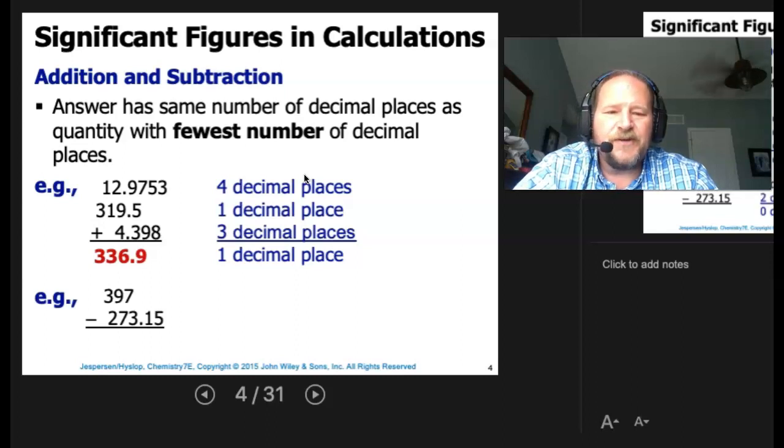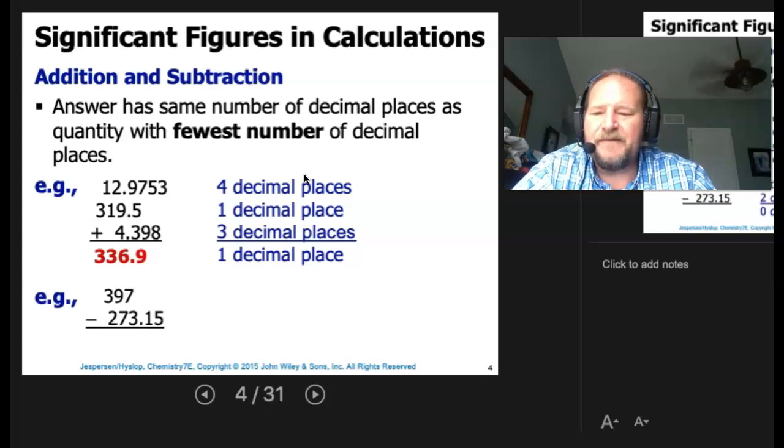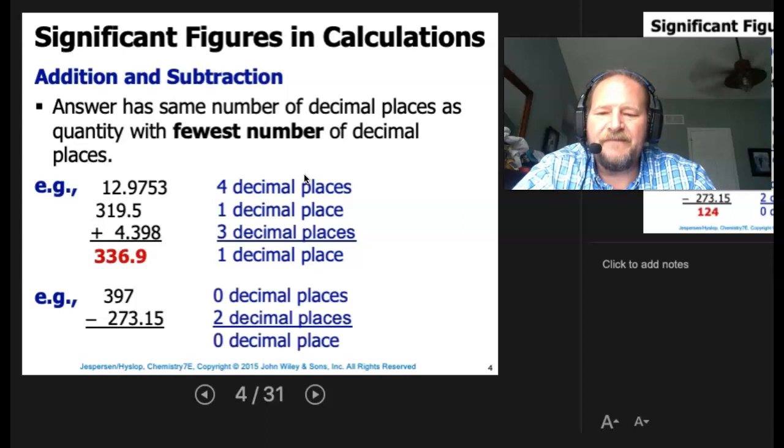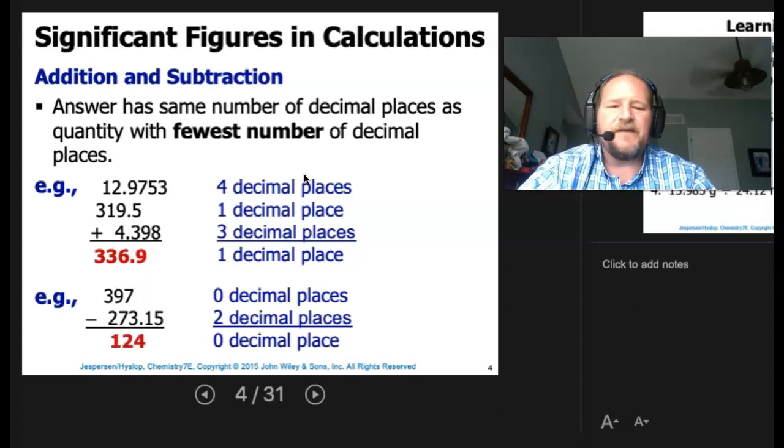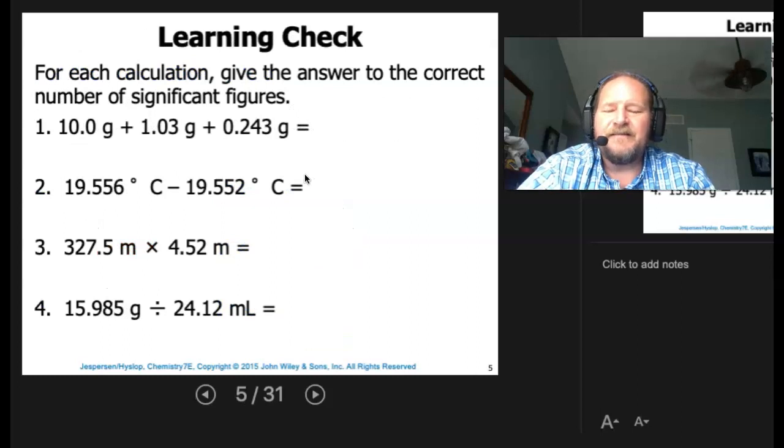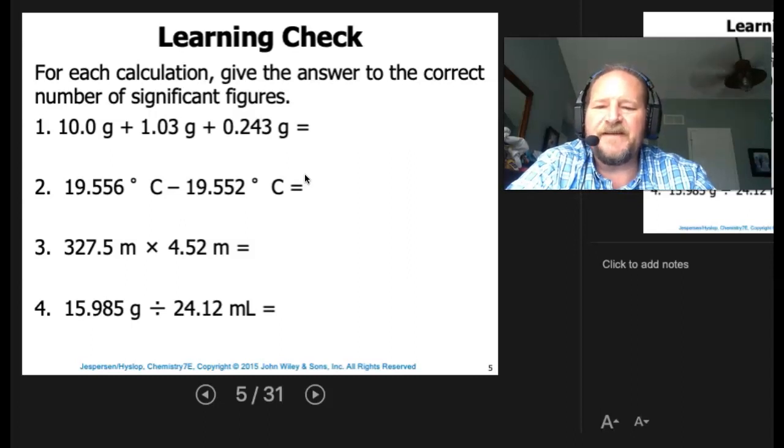For subtraction, we'd do the same thing. So 397 minus 273.15. We have 0 and then 2, and so the least of those is 0. So our final answer would be 124. All right, let's have it so that you give it a try here.